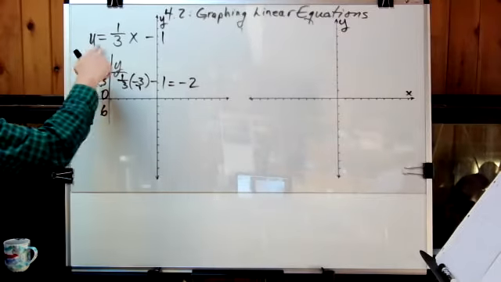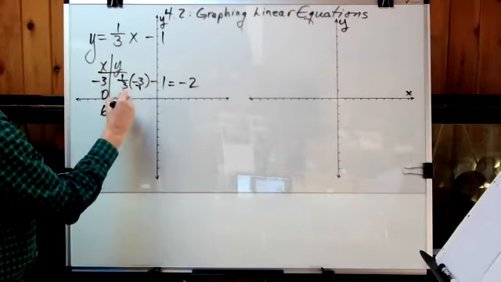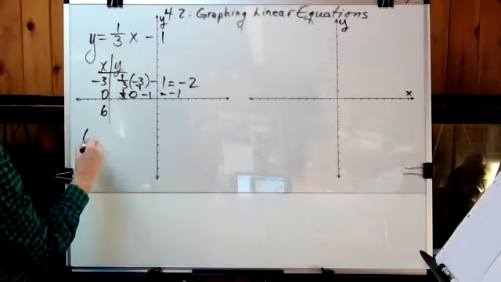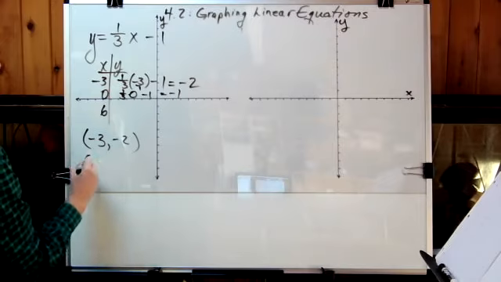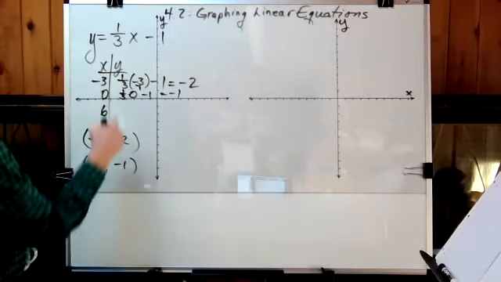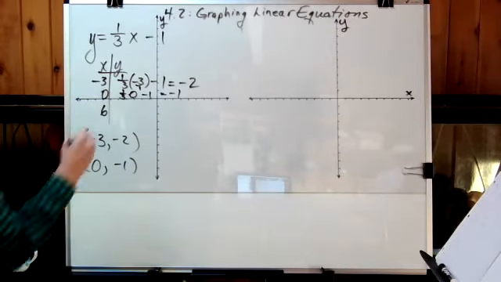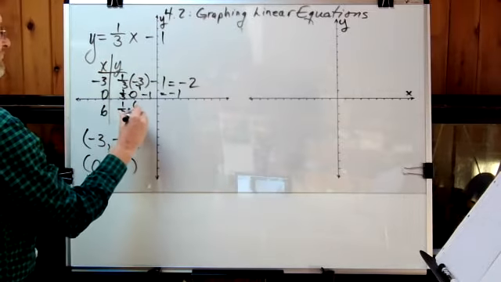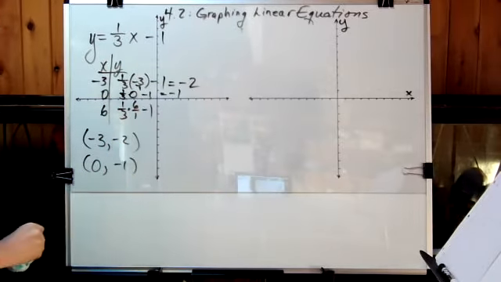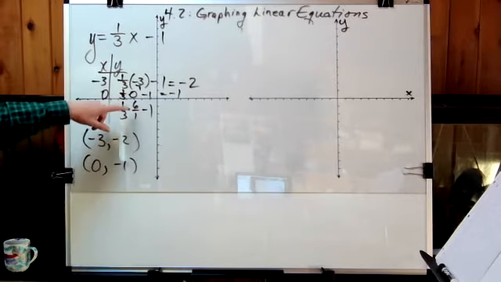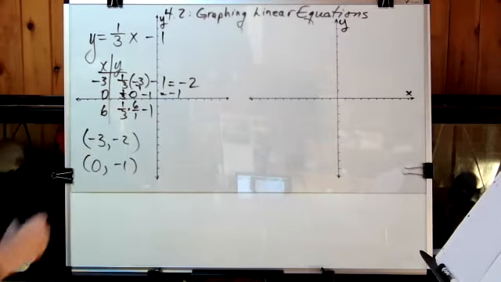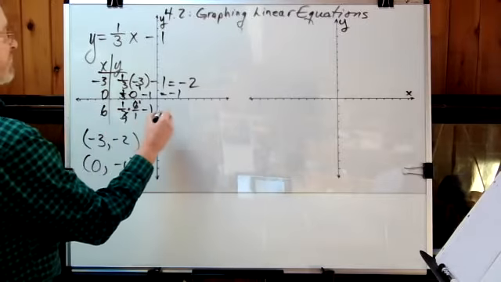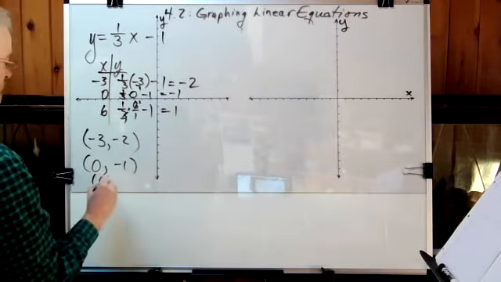If I put in 0, 1/3 times 0 is still the 0, minus 1. I'm just going to get -1. -3 went with -2. 0 went with -1. And one more, if I put in a 6, right, putting the 6 in for x. 1/3 times 6. I'll make it look like a fraction. One third times 6 is 2, right? You're canceling if you want. 2 and then minus 1 gets me 1. So 6 went to 1.